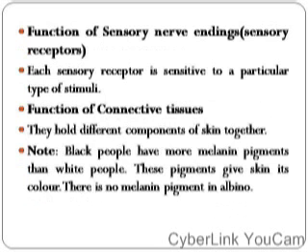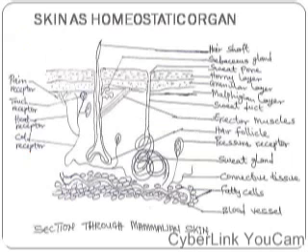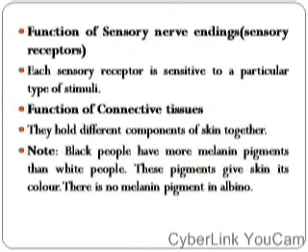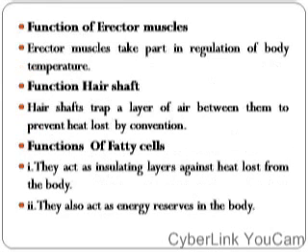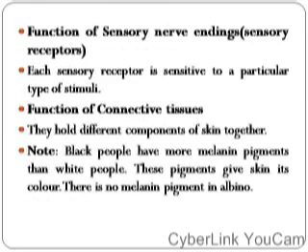Okay. Let us look at the function of sensory nerve endings. That is the function of sensory receptors. Each sensory receptor is sensitive to a particular type of stimuli. We have different types of stimuli. We have stimulus for pain. We have stimulus for heat. Examples of stimuli are heat, cold, pressure, temperature, touch, etc.